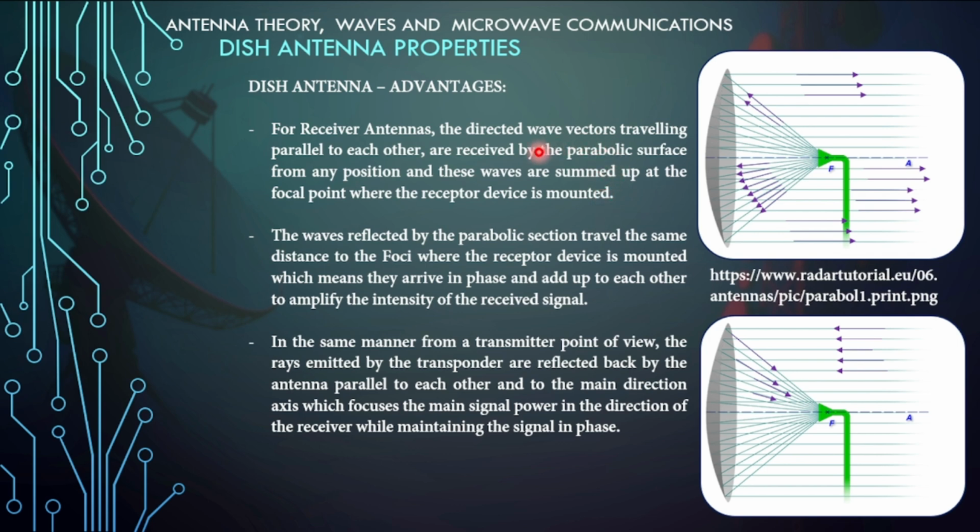Another thing that we might have skipped, one of the main advantages of a dish antenna, is that the waves are summed up in the receiving direction. They are added together at the receiver, which amplifies the received signal.